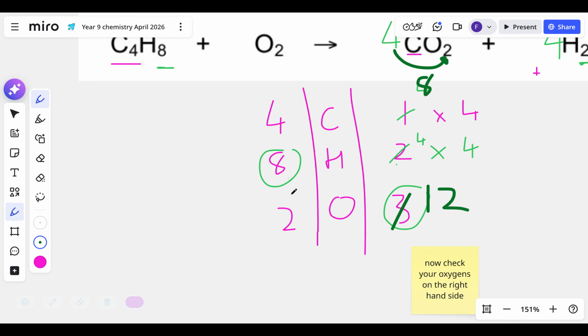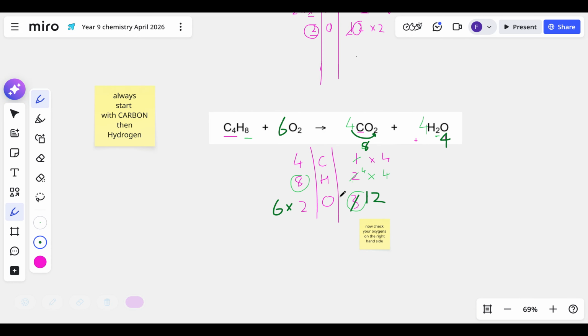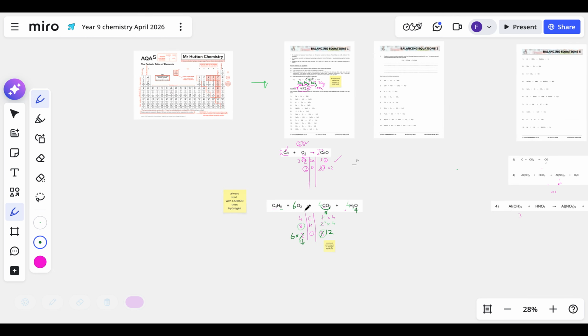Now, if I look at my left-hand side, what would I do to 2 to change it to 12? Well, I'm going to times it by 6, because 6 times 2 is 12. So to 2 times by 6, I put a big 6 there. See, you're done. We're happy, because no longer have we got 2 oxygens on the left-hand side, we've got 12. So I'd cross that out and put 12. All right, that's how you balance equations.